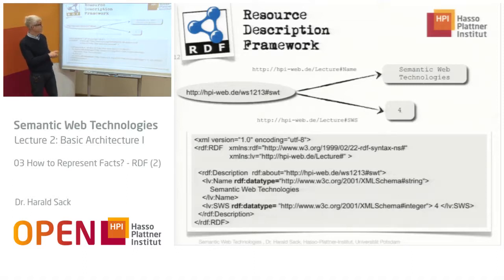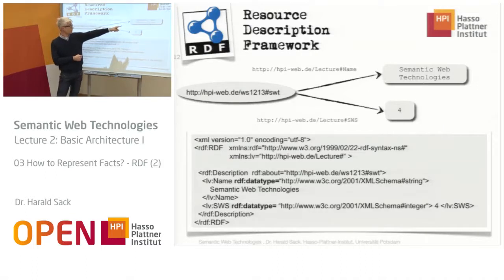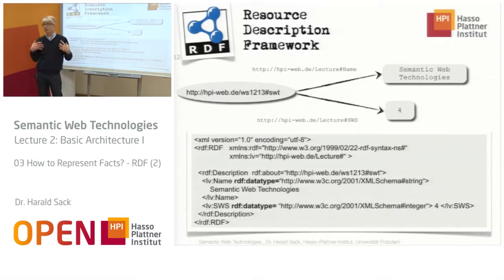Here, for example, I want to make the statement that this here is a lecture, and this lecture has a name. The name is Semantic Web Technologies, and the property here is the lecture name. And the lecture contains a certain amount of time. It comprises 4 hours a week, for example. So this is the property for the duration.